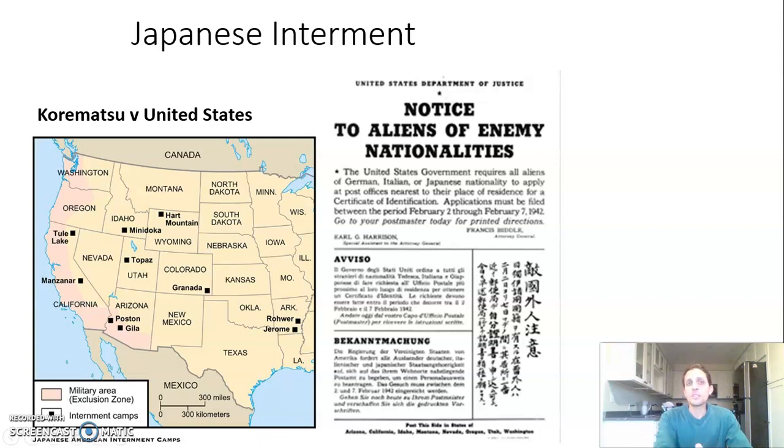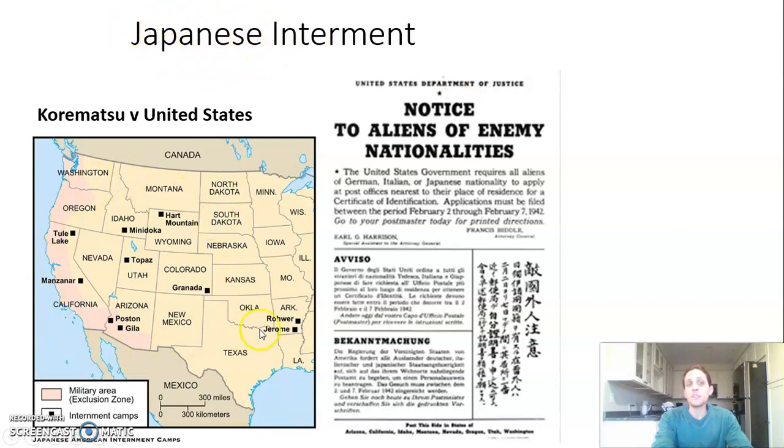Now, we're going to focus specifically, even though we talked about Italians and Germans as well in class, here we're going to focus just on the Japanese, because the Japanese get different treatment than the other two enemy combatant inhabitants of the United States. And what happens to the Japanese is that even Japanese who are born here in America, so American-born citizens of the United States of Japanese descent, are going to be placed in internment camps.